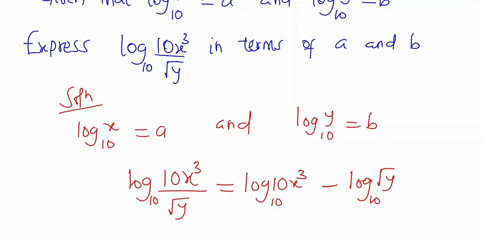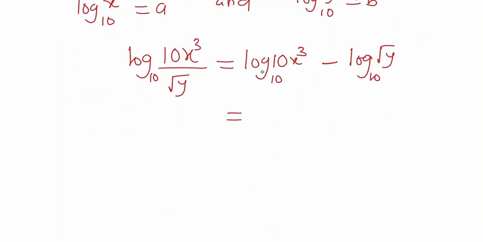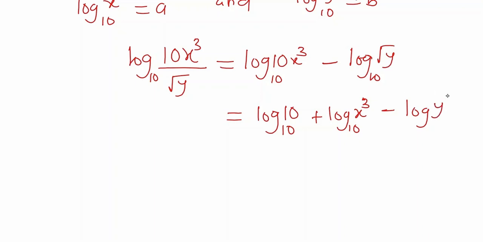Now we continue and we can see that in this logarithm of 10x cubed, they are being multiplied, which means that we can also expand by applying the laws of logarithm such a way that we are going to add them. So that is logarithm of 10 base 10 plus logarithm of x cubed base 10. Now we maintain our logarithm of square root of y. We know square root is the same as half, so we have y exponent half base 10.